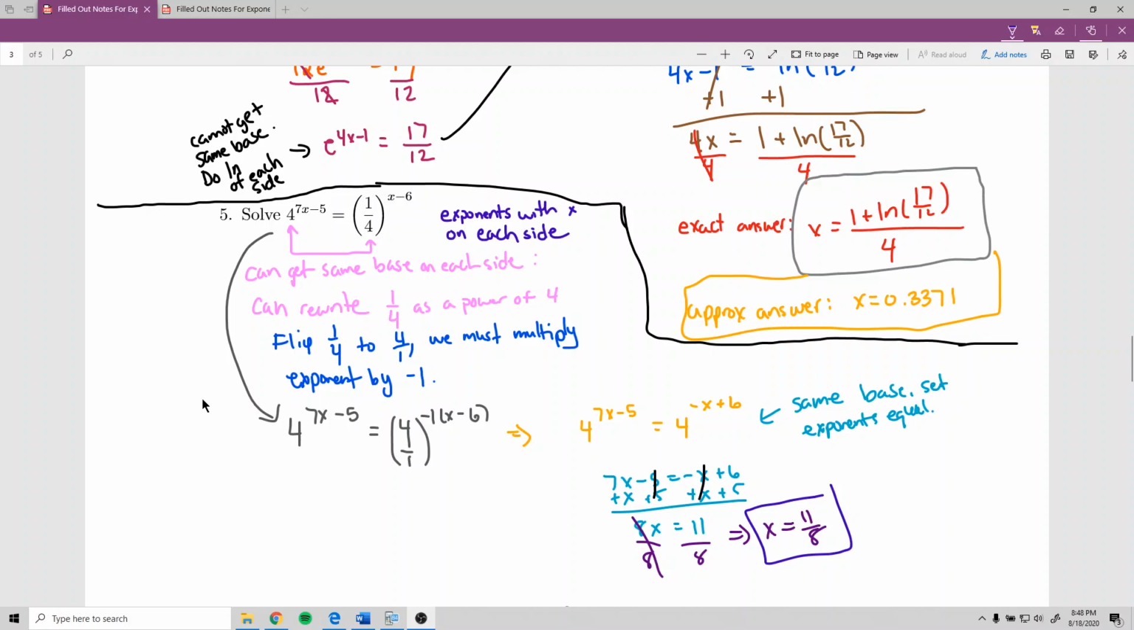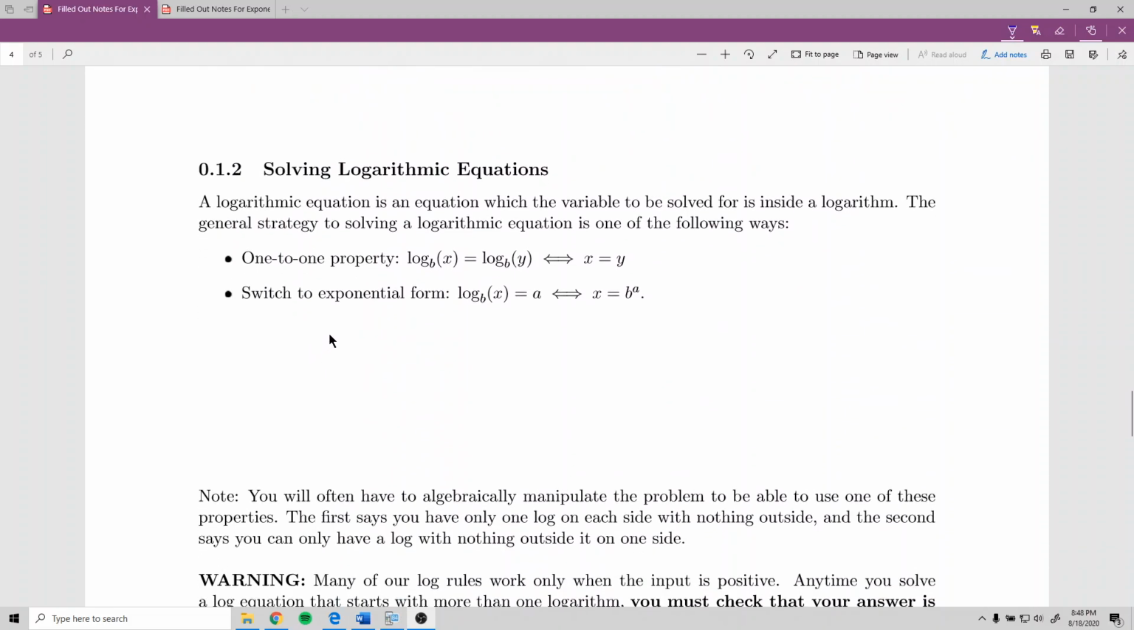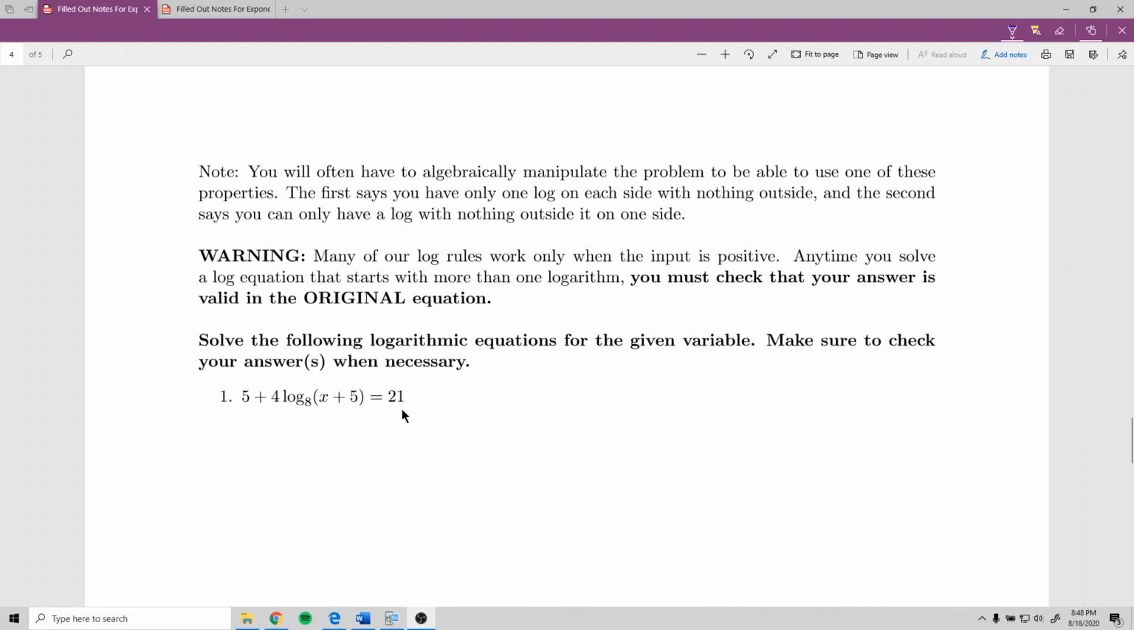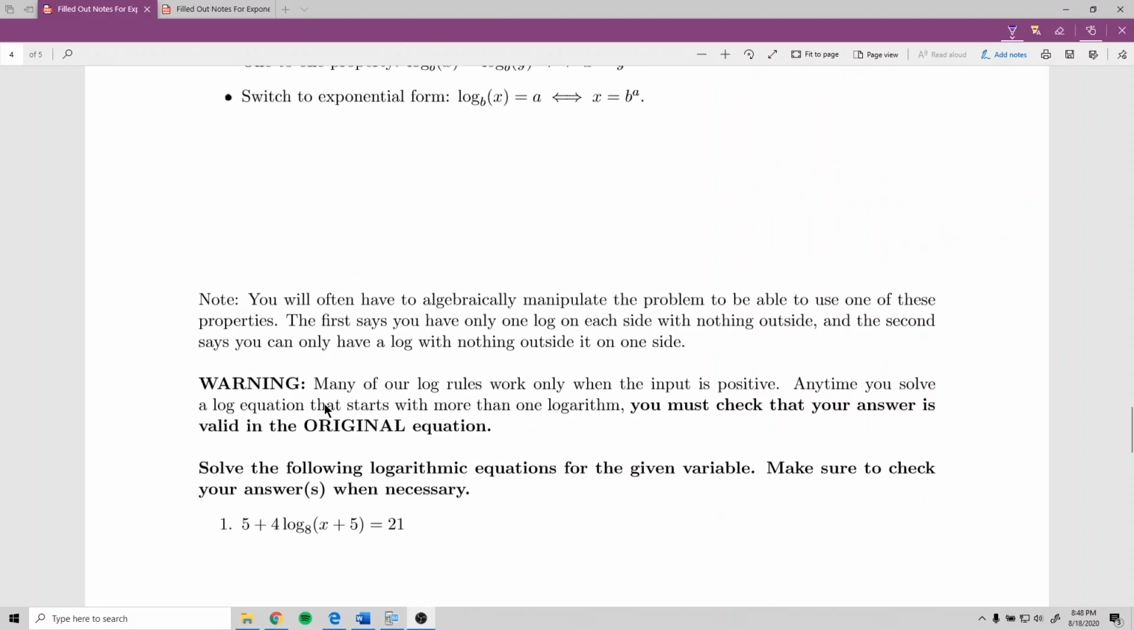All right, so that's a really good summary of exponential equations, solving them. Now we'll move on to solving logarithmic equations. So a logarithmic equation is an equation in which the variable to be solved for is inside a logarithm. So something like this, if we want to solve for x, see the x is inside.